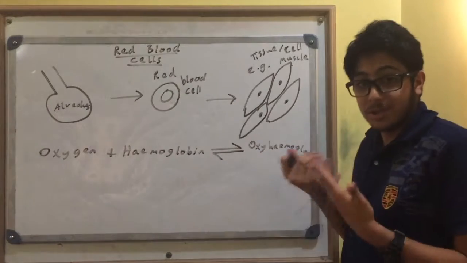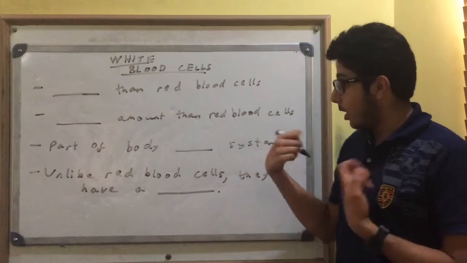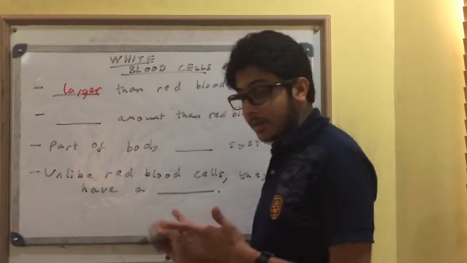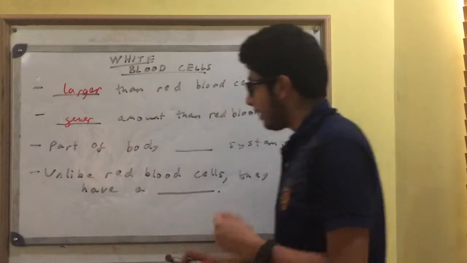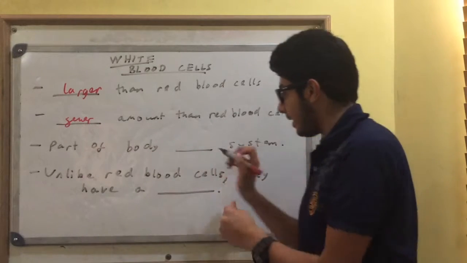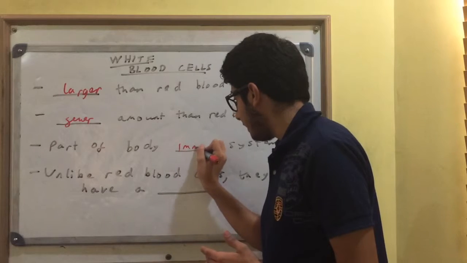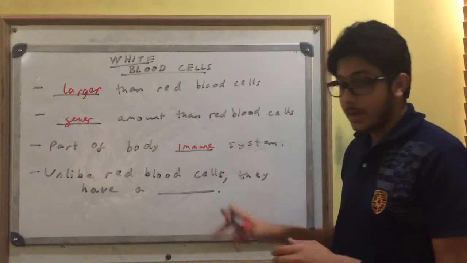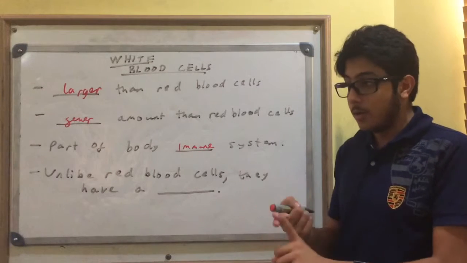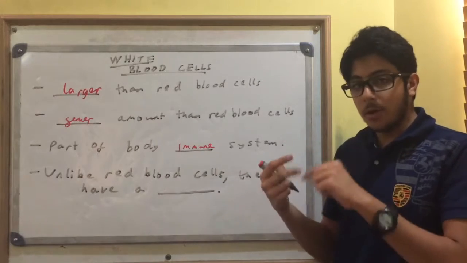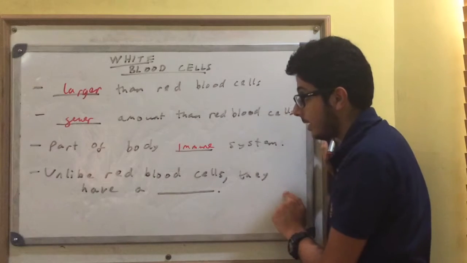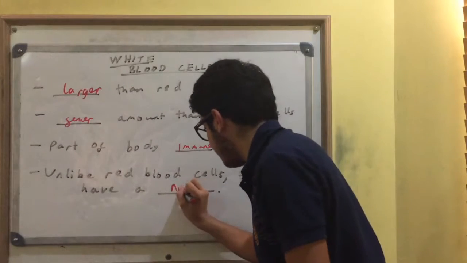Now I'm going to move on to something much easier, the white blood cells. White blood cells are larger than red blood cells, and there is actually a fewer amount of them than red blood cells in your plasma. And the white blood cells form part of the body's defense system, which is called the immune system. They defend you against pathogens by either producing antibodies to destroy the pathogens, or producing antitoxins, or ingesting the pathogens. Now, unlike red blood cells, these white blood cells have a nucleus.